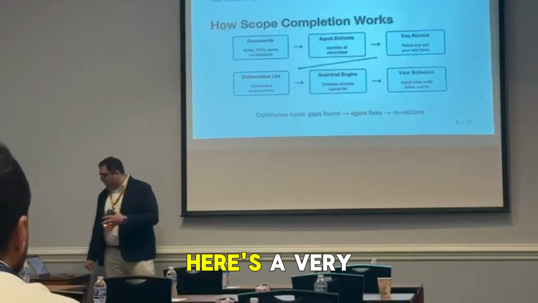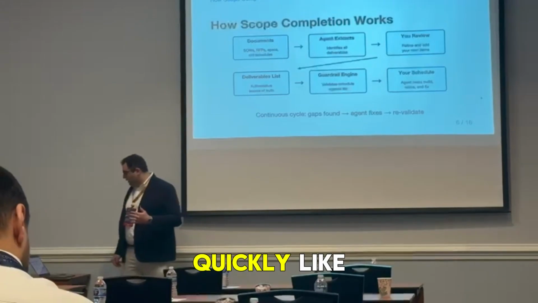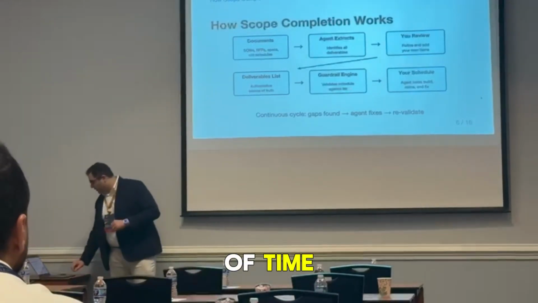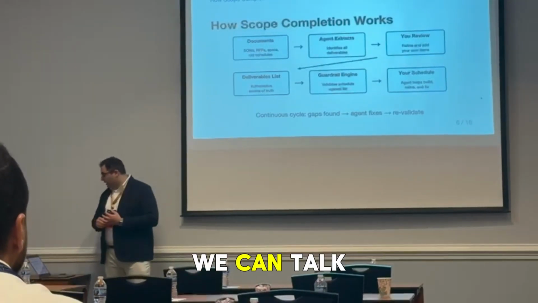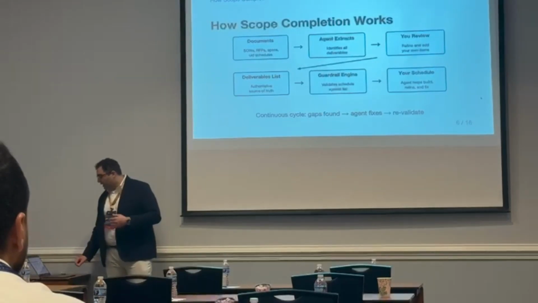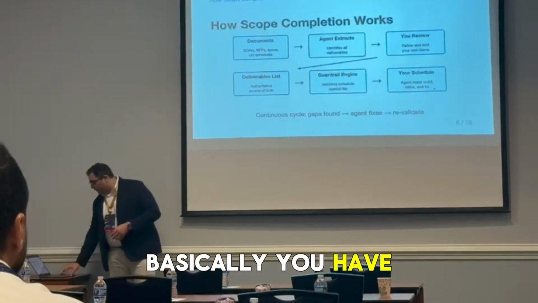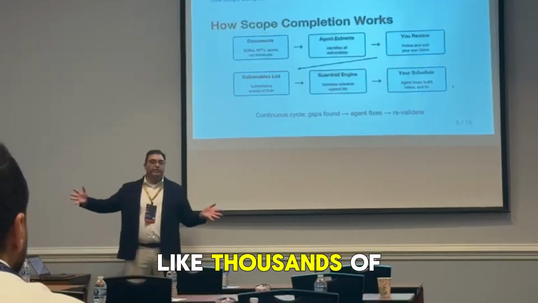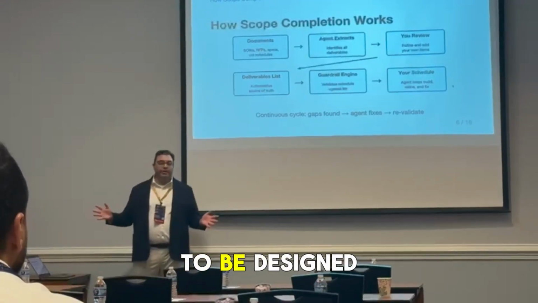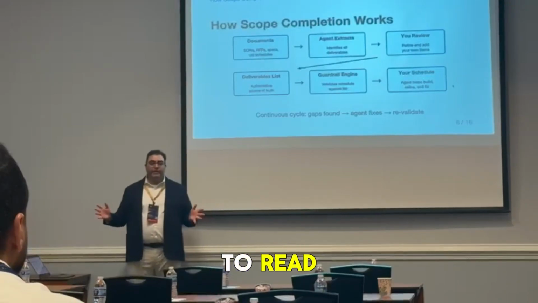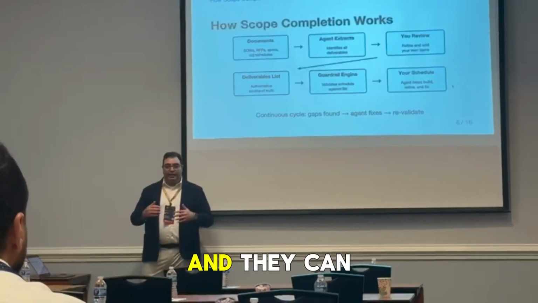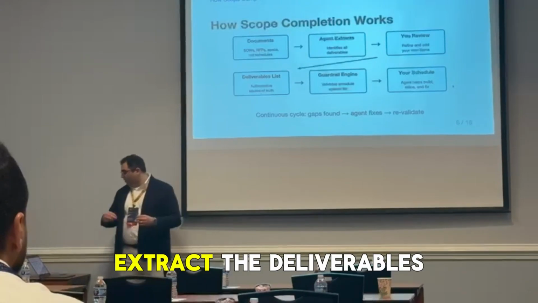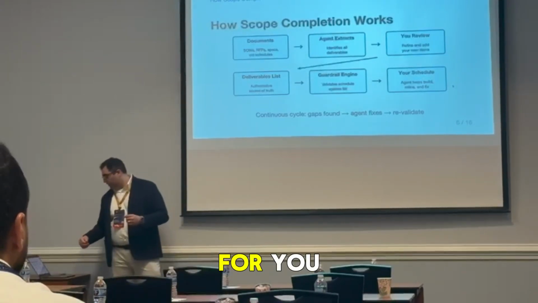And then here's a very high level, quickly, since I don't have a ton of time, we can talk about how the scope completion works. Basically, you have documents. This thing can understand documents. You can have thousands of pages of PDFs. They don't have to be designed for a computer to read. They can be made for humans, and it can go through and analyze those and extract the deliverables for you.